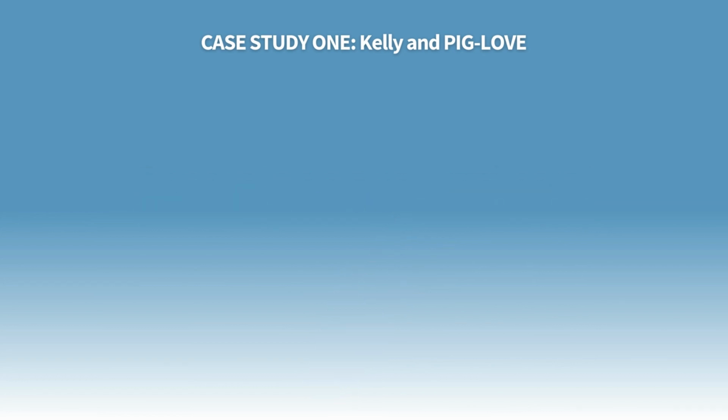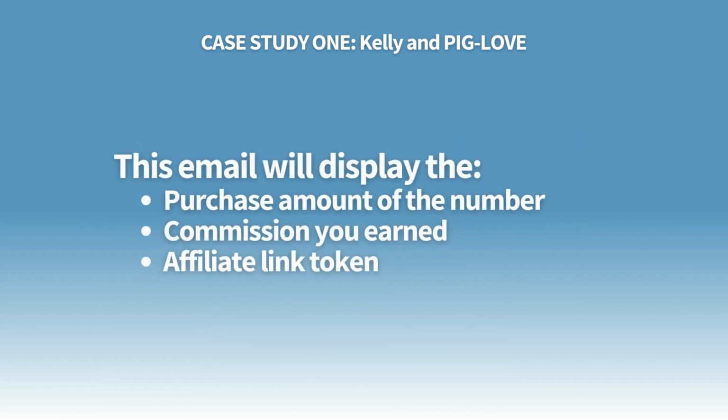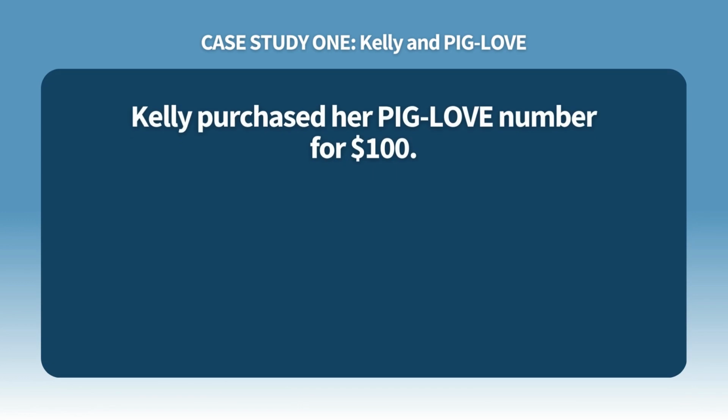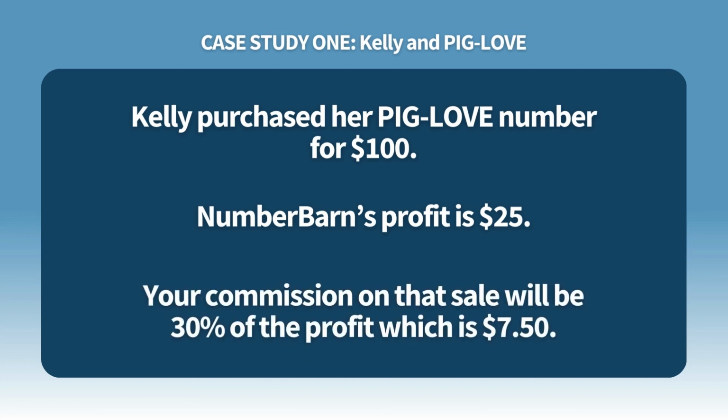When Kelly's number activates, if it is a NumberBarn number and not one of your own numbers, you will receive an email notification with subject line Affiliate Link Purchase. In this email, it will display the purchase amount of the number, the commission you earned, and the affiliate link token. In our example, let's say that Kelly purchased a number for $100. If NumberBarn's profit is $25, your commission on that sale will be 30% of the profit, which is $7.50.